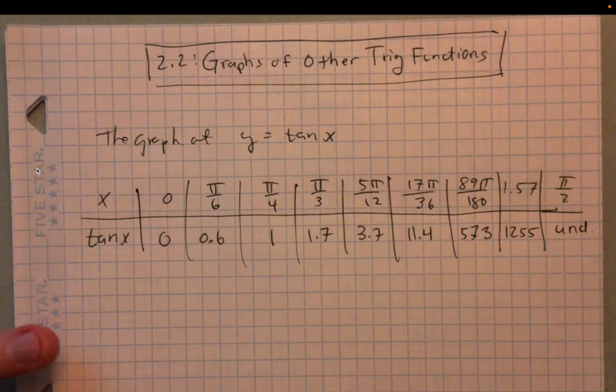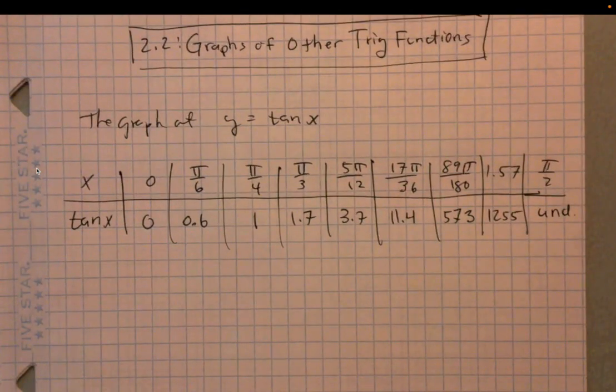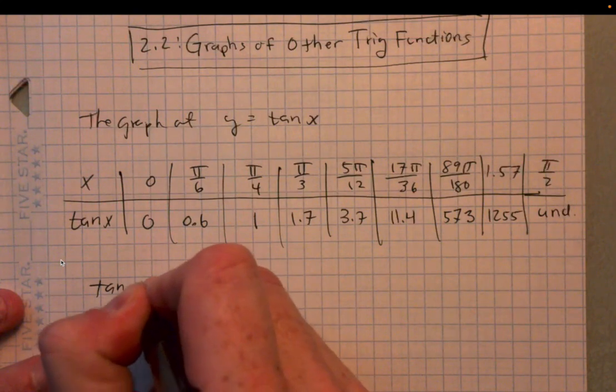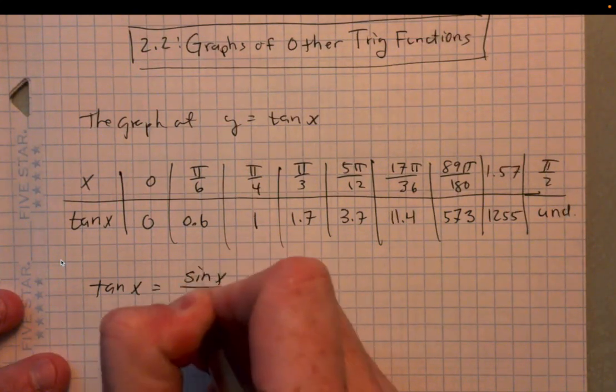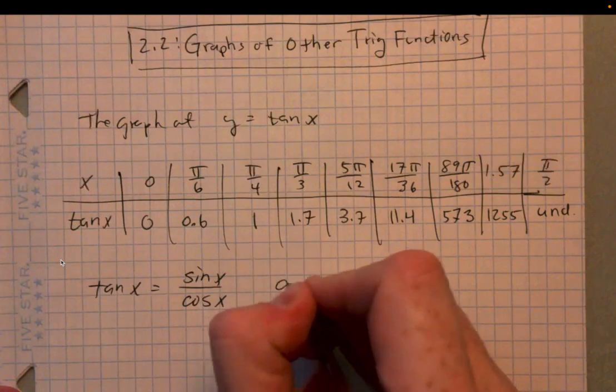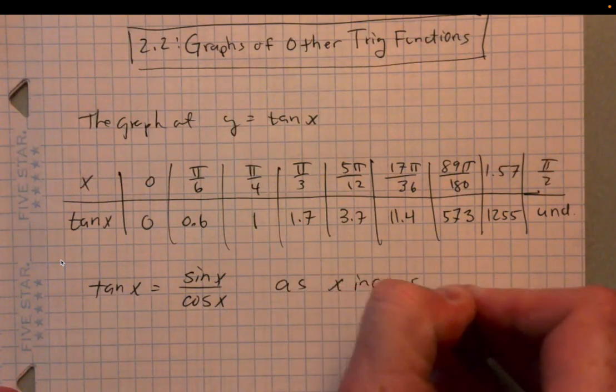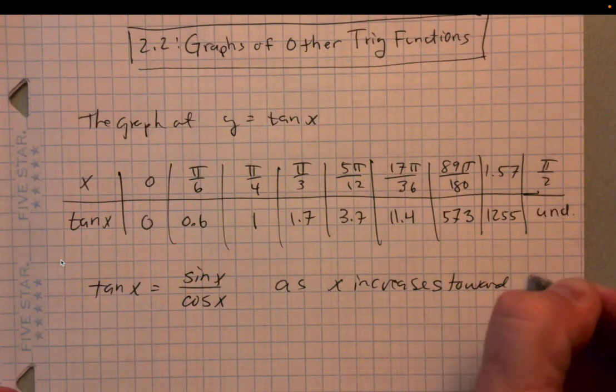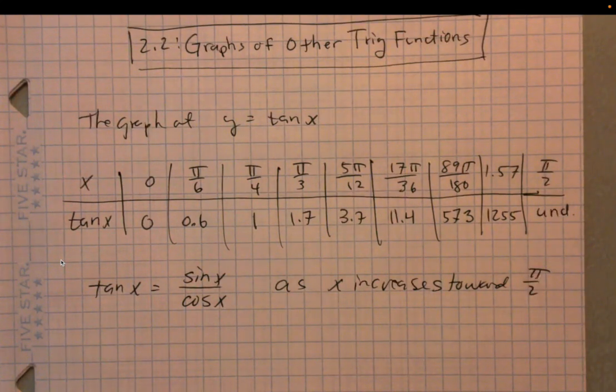Okay, so what in the world is going on with this trig function? What is it doing? Well, if you remember, the tangent is equal to the sine over the cosine. Okay, so as x increases towards the value of pi over 2, the tangent is going to start to increase as well. And the closer you get to pi over 2, the faster it increases.